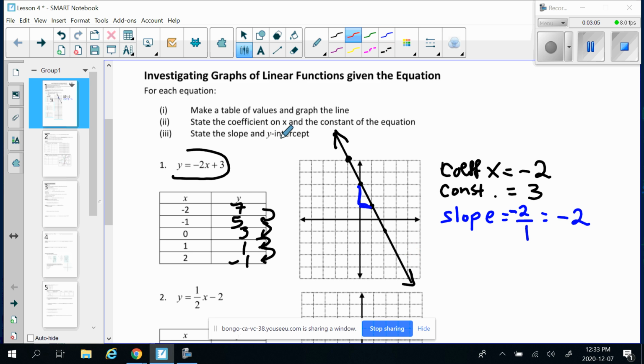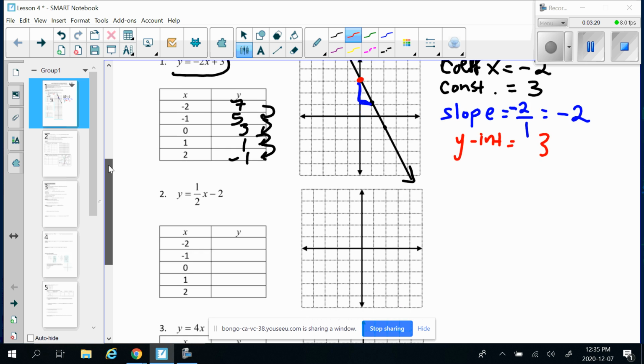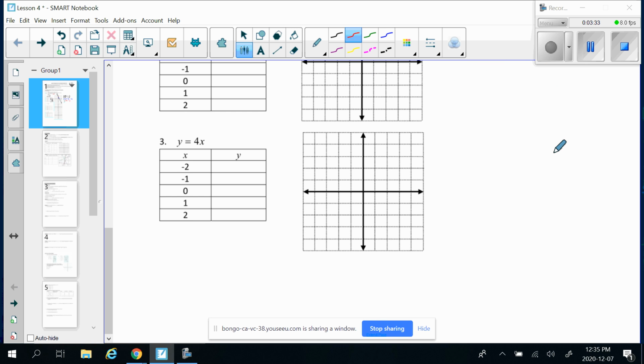And then if I look at my y-intercept, well, where is that? It happens to be right here. The y-intercept is 3. So is it a coincidence that the coefficient of x is -2 and the slope is -2, the constant is 3, the y-intercept is 3? Probably not a coincidence. So I'm supposed to do the same thing for the next equation. I'm just going to skip this one for the time being, and I'm going to go to the next one. And we'll come back to that one in a second.